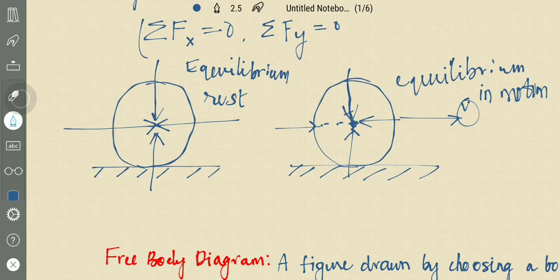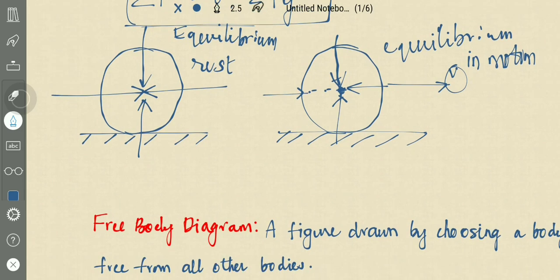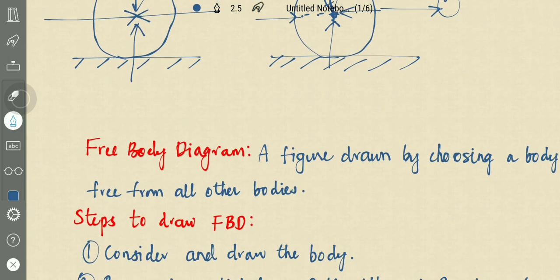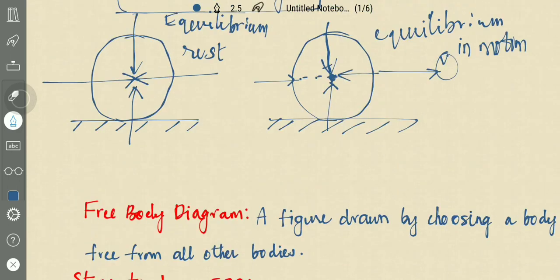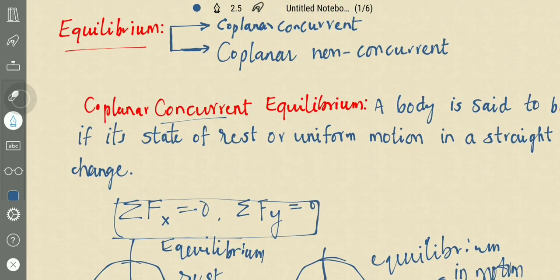So this is the condition for the body to be in equilibrium under the action of concurrent forces, and these forces should be in the same plane. So this is called coplanar concurrent equilibrium.